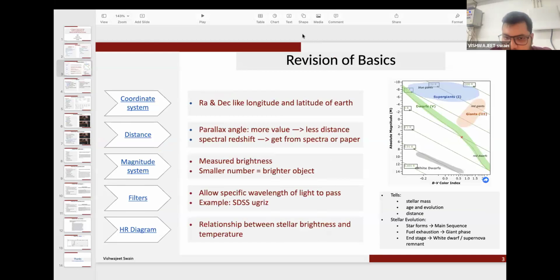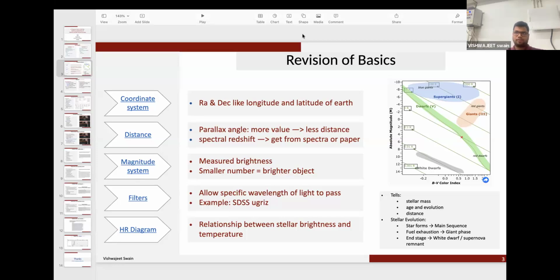So let me revise yesterday in just one word. Yesterday we covered the basics of the coordinate system. It's the RA-Dec, which we use to define the coordinates of any source, and it is similar to the longitude and latitude of Earth's coordinate system. There is also a distance, which we will see in the Gaia catalog. There is a parallax angle, so using the parallax angle we can find the distance. The greater the value of the parallax angle, the lower the distance, which means the source is closer to the Earth in the Milky Way.